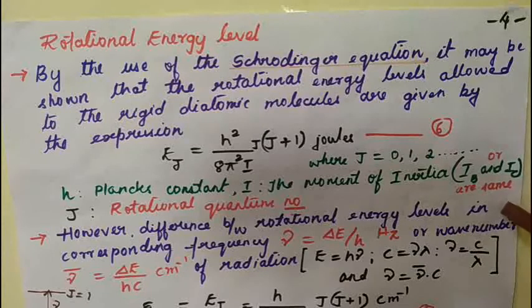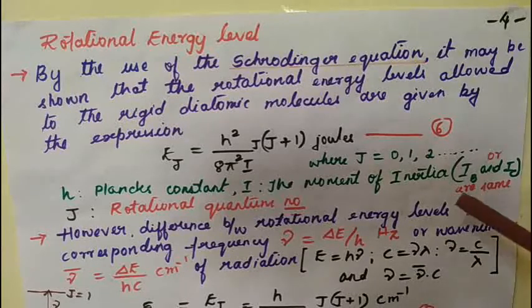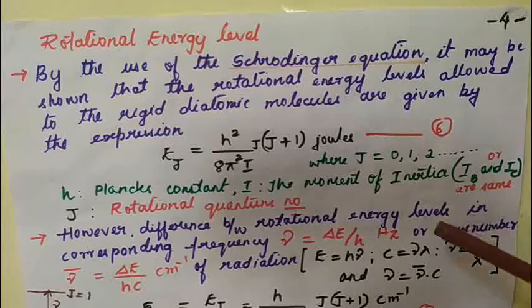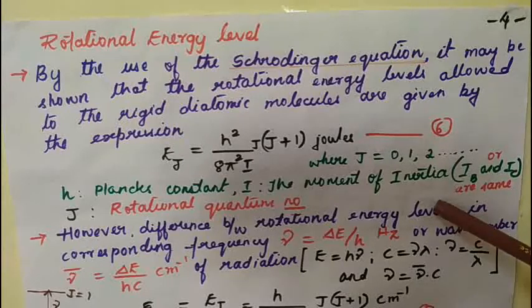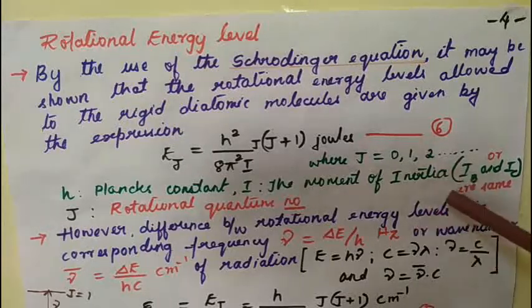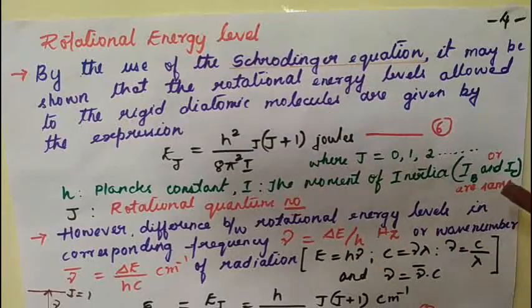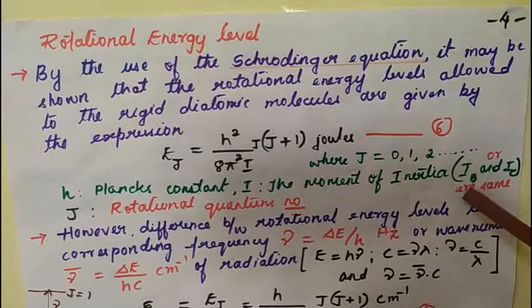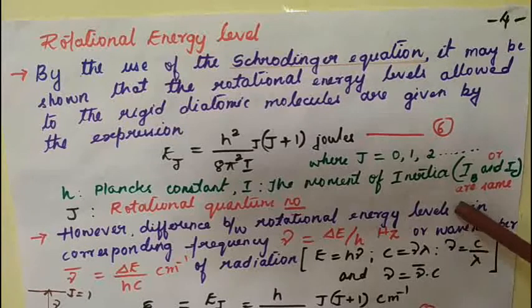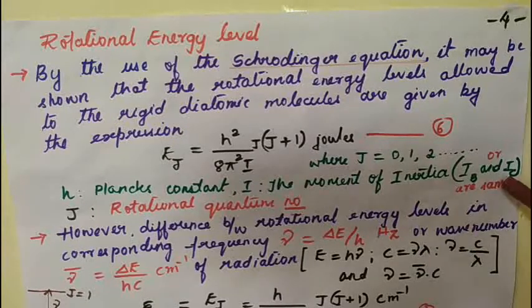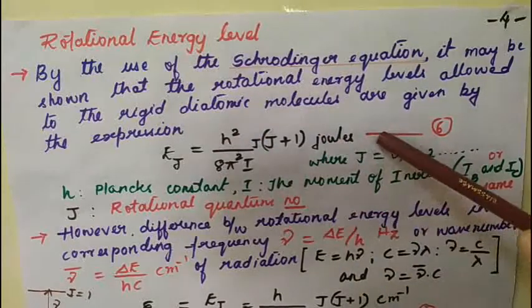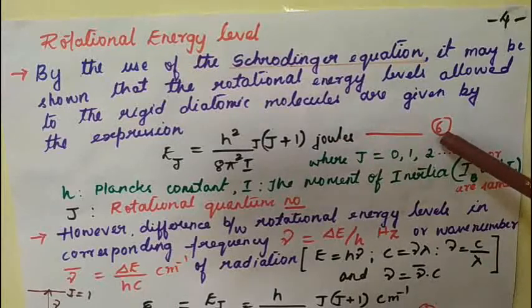So we have three different types of rotation along the axes. IA, that is along the molecular axis, is not considered here because the moment of inertia is 0, that is IA is equal to 0 for a linear diatomic molecule. So we take IB and IC. Both are the same because IB is end over end rotation along the plane of the paper and IC is end over end rotation perpendicular to the plane of the paper. Now with this, using the Schrodinger equation, the energy expression is derived.